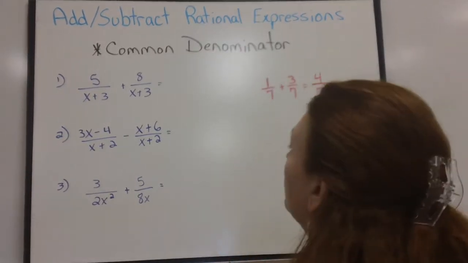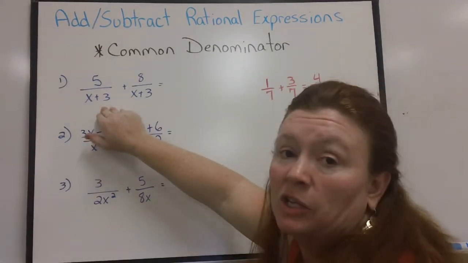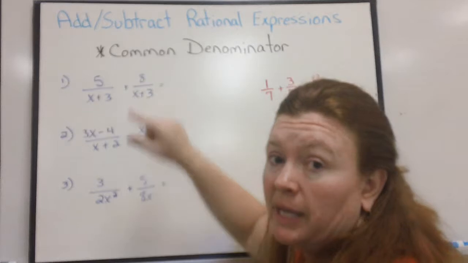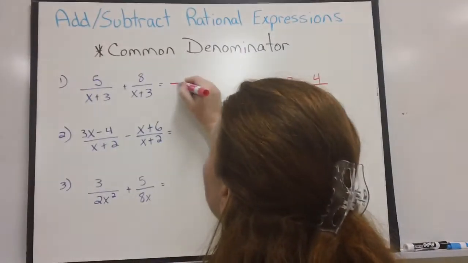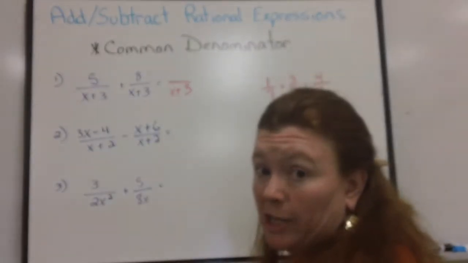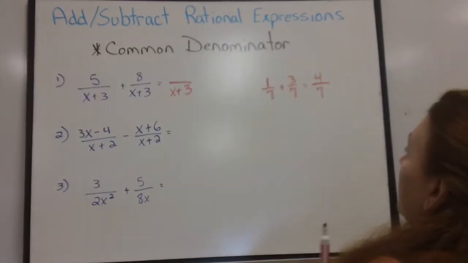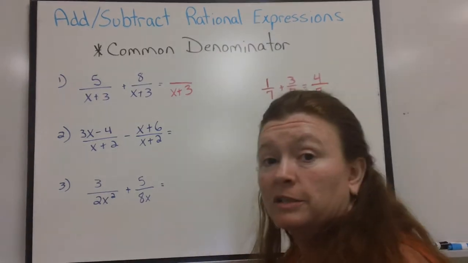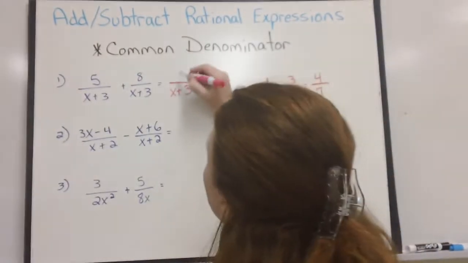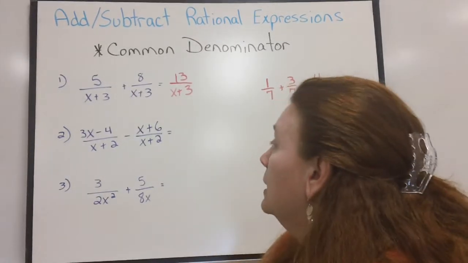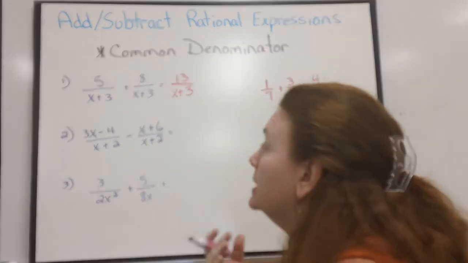Okay? So we have to look at the same exact concept here. I have the same denominator. So I'm going to rewrite the denominator. We don't change it. And then all I have to do is add the numerators. 5 plus 8 is 13. Done.